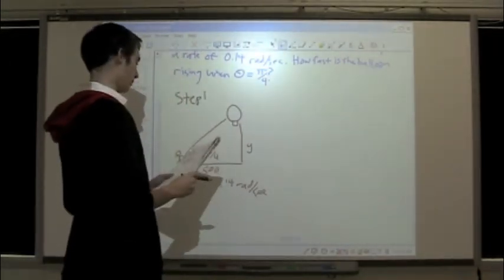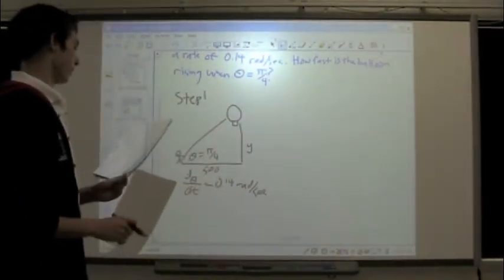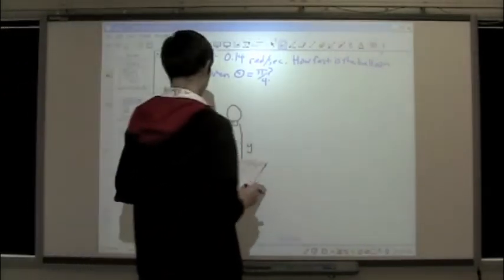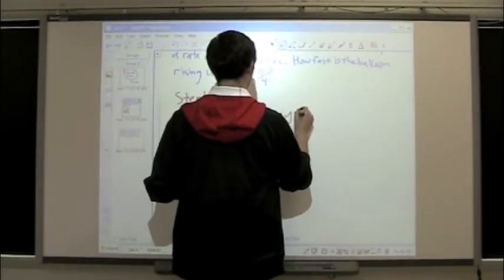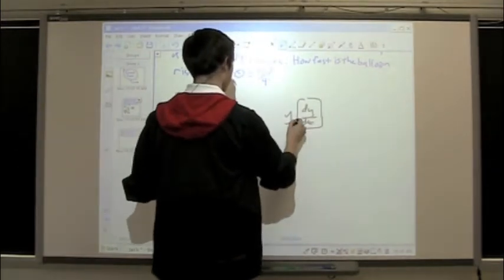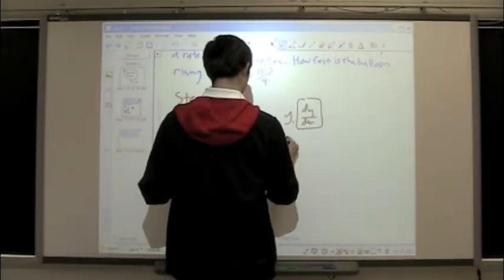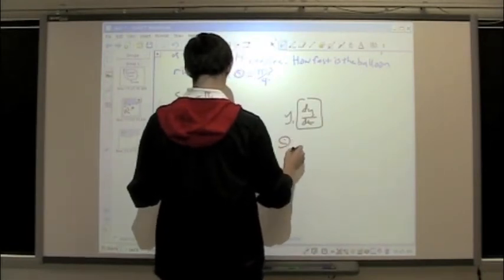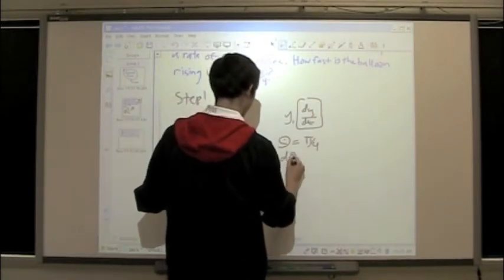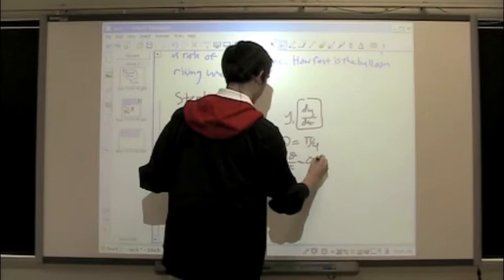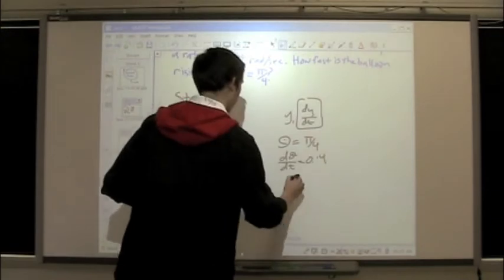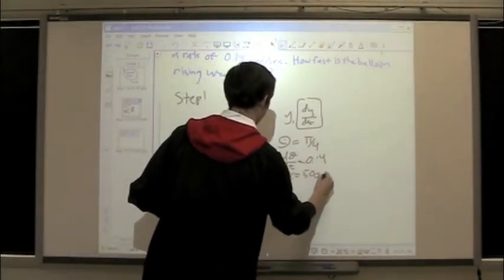Now the next step is to identify the variables and the constants so you can make a related rates equation. So we know that we don't know y, and we don't know dy/dt, which is what we're trying to find, so I'll put a box around that. And we know theta is equal to pi over 4 radians, and d theta/dt is 0.14 radians, and that x equals 500 feet.